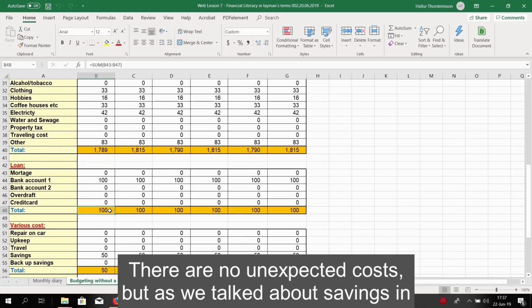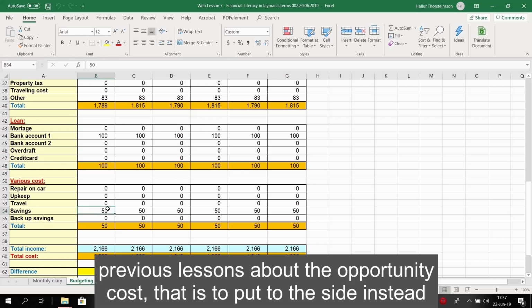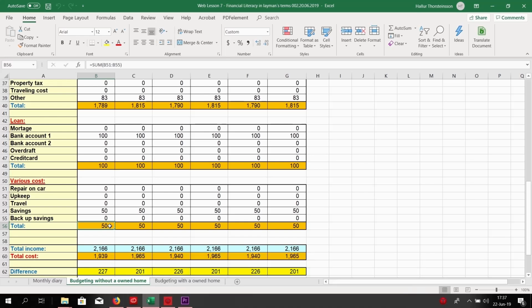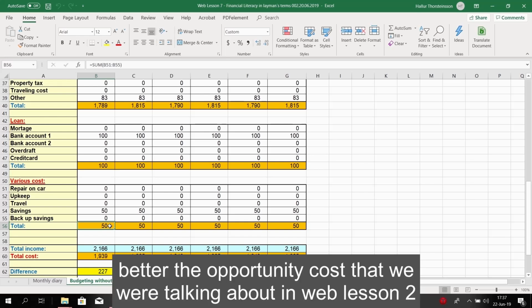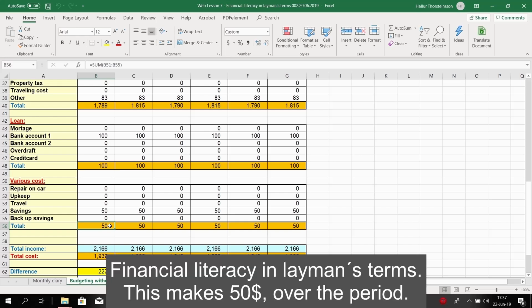Then let's say John Johnson has a bank loan, 100, in installment and interest per month, total 100. There are no unexpected costs, but as we talked about in savings in previous lessons about the opportunity cost, that is to put it to the side instead of buying a bottle of beer. From there comes $50 savings, which explains better the opportunity cost that we're talking about in the web lesson 2, financial literacy in layman's terms. This makes $50 over the period.